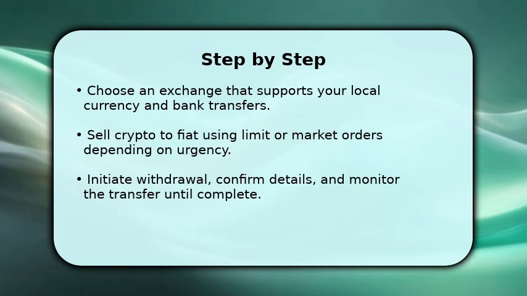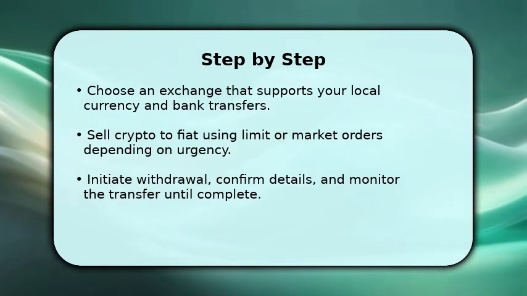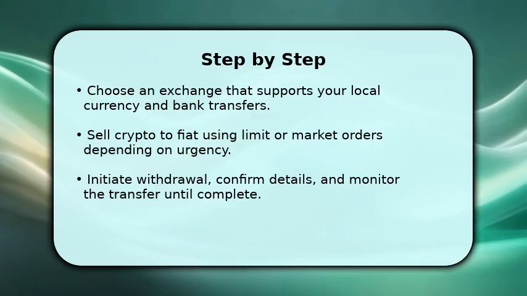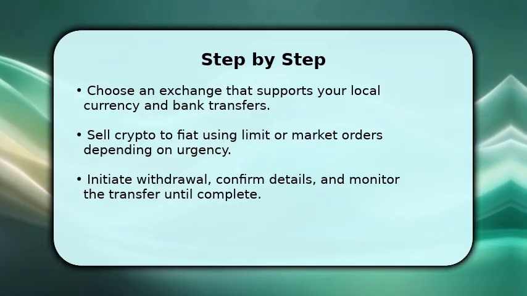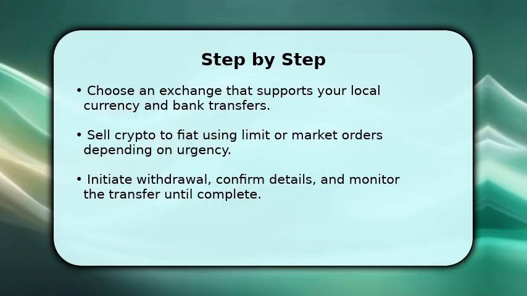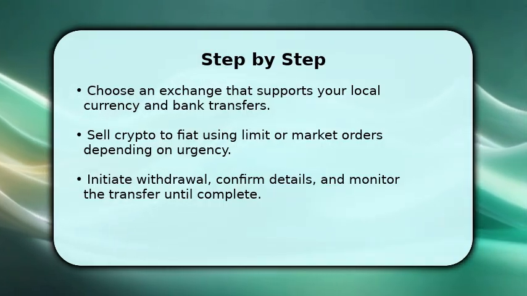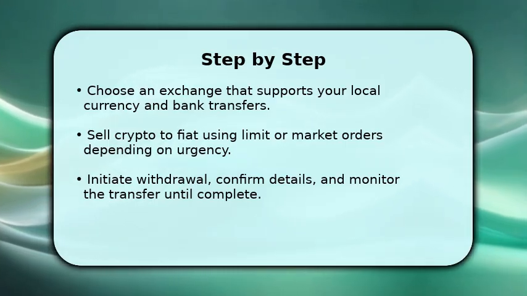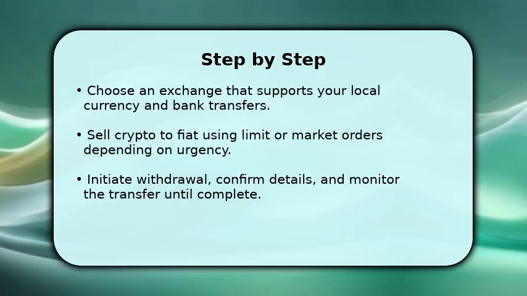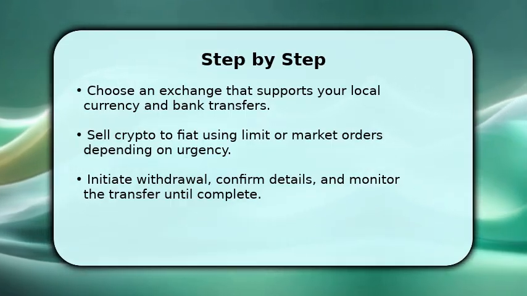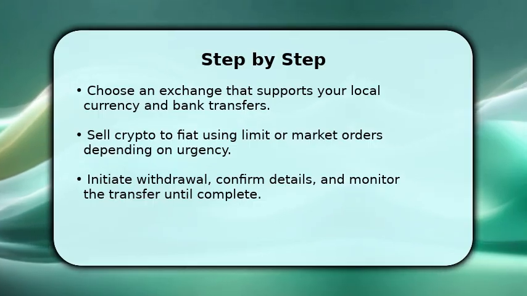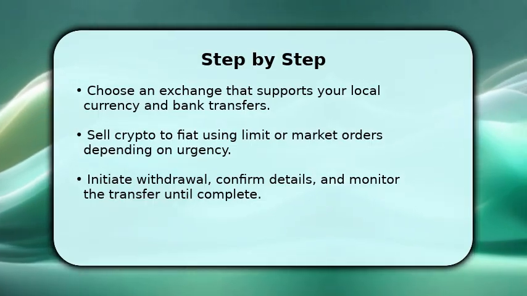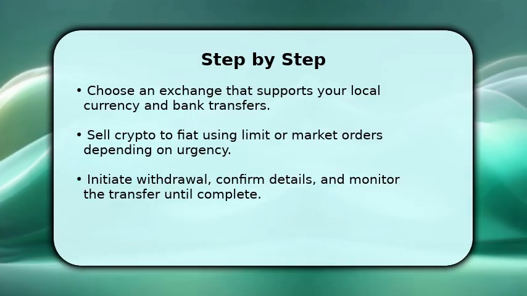Start by picking a reliable exchange that supports your currency and bank transfers, and fund it from your wallet if needed. Verify your identity fully and link your bank account to enable withdrawals securely. Sell crypto for fiat using a market or limit order depending on price sensitivity, then submit a withdrawal, confirm bank details, and track the transfer until funds arrive in your account, noting the expected processing time and fees.